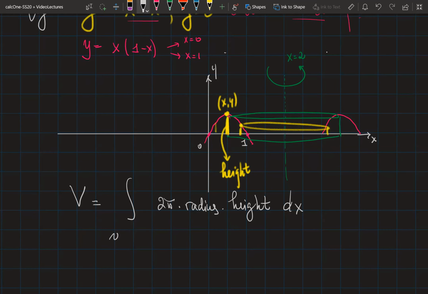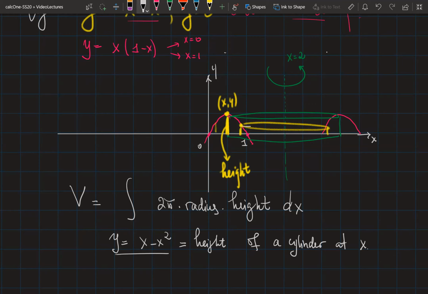So y is going to be equal to x minus x squared. If you give me x, I'm going to tell you that y is equal to this. This is equal to the height of a cylinder at some point x. So another problem is we need to figure out what's going to be the radius, right?